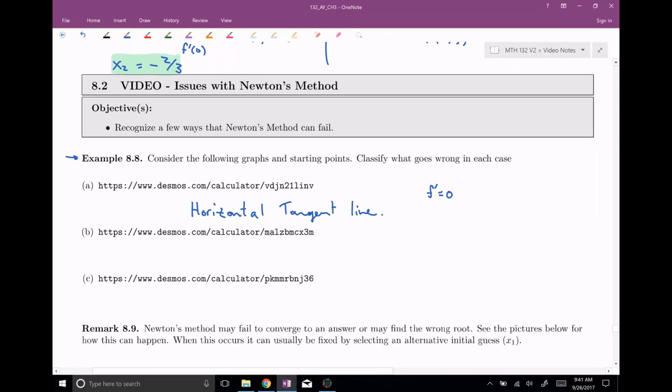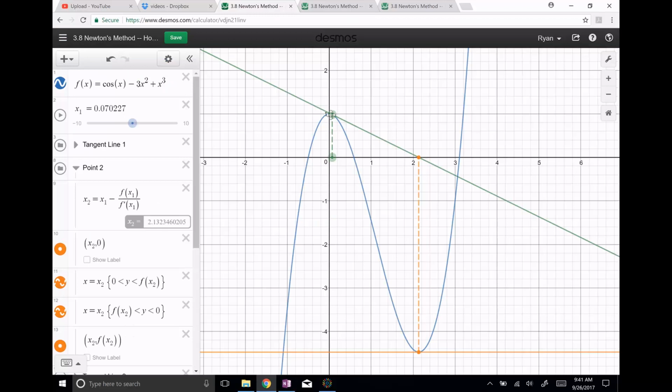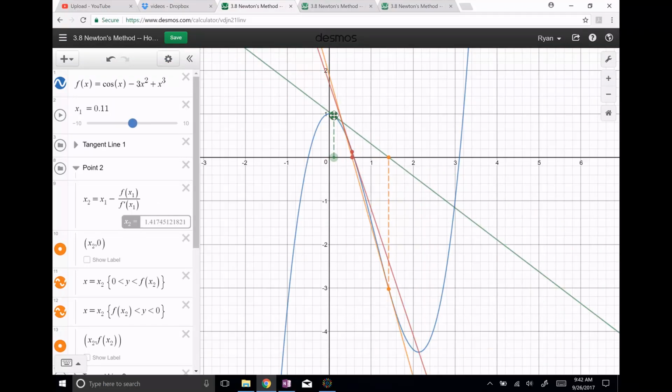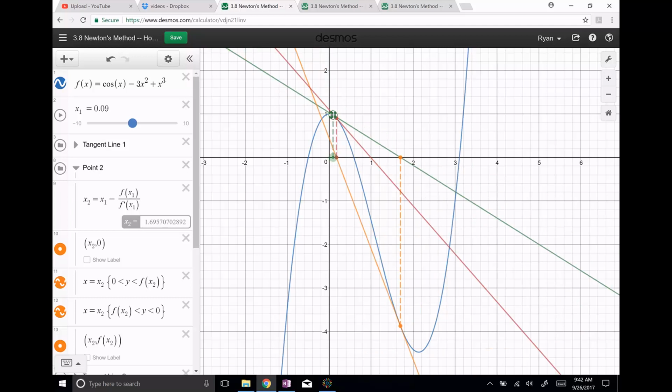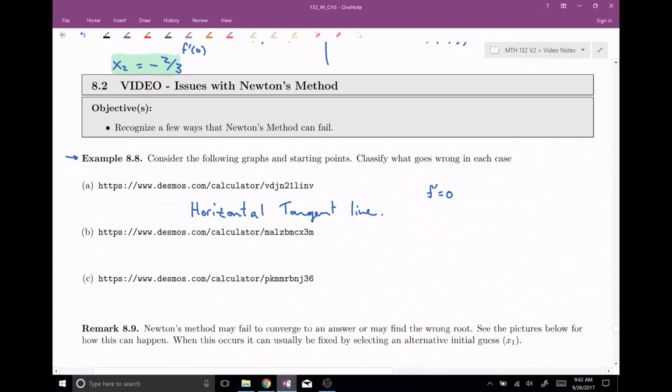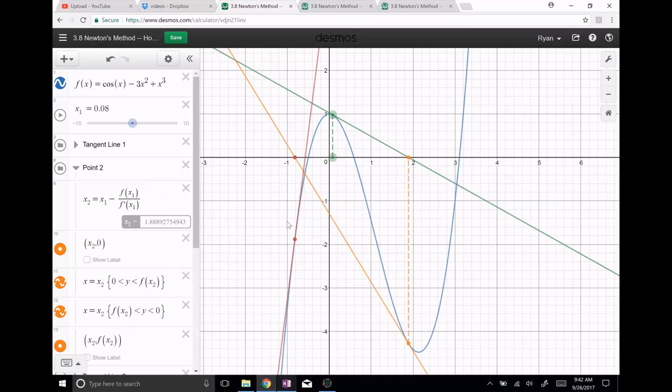You maybe need to alter your first guess a little bit. You can see in this case, if I just move this even a little bit, things work out. Just move it a little bit, and we can start finding some of these roots. But as I had it originally, we have a horizontal tangent, and so it's just game over. All right, so that's what can happen in this first case. If you have a horizontal tangent line, you're dividing by 0, that doesn't work.